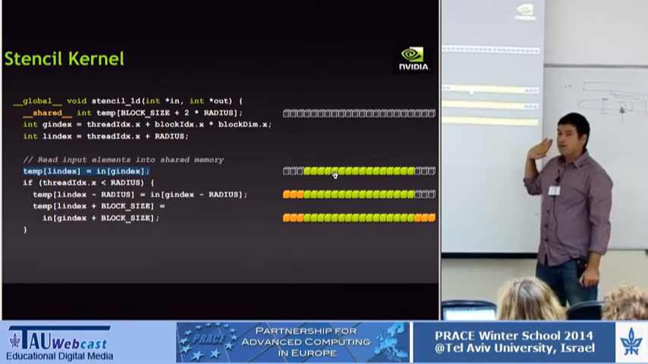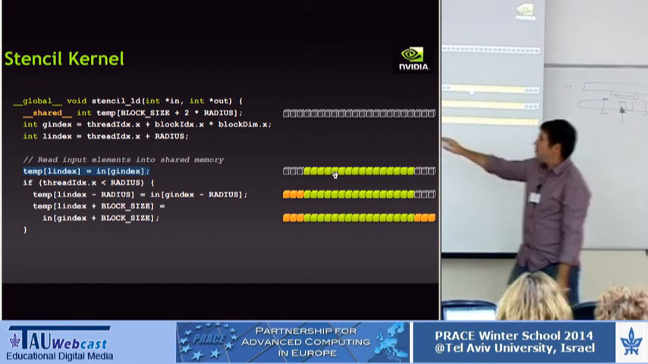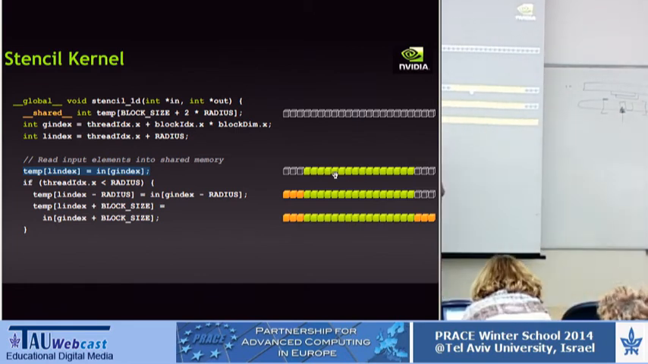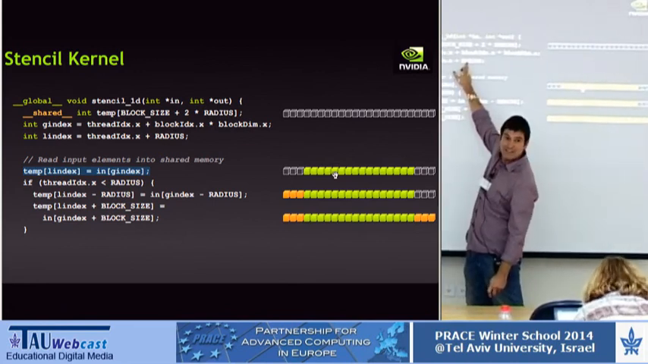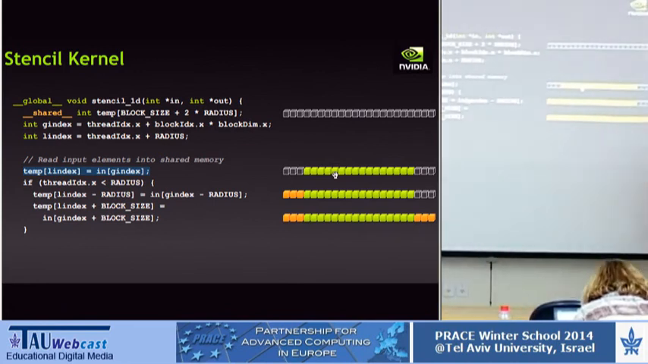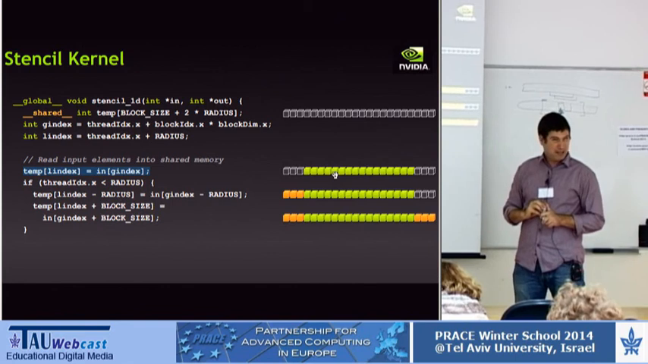So how did it know to put the green boxes in the center? It's my indexing. I did it. I started with this index plus radius. It's manual. If you do it wrong, it's wrong. So now I have everything I need in shared memory. How many times did I read each pixel? Once. Is that completely true? Did I really read each pixel once?